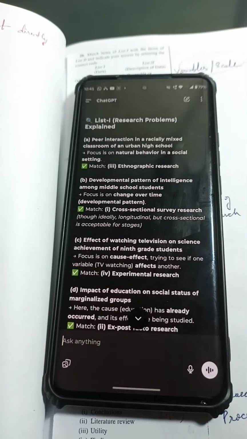Next goes developmental pattern of intelligence among middle school students. It's the focus on change over time. So as far as developmental pattern, it's the change over time, and we know that cross sectional survey research, ideally longitudinal but cross sectional. So we have discussed it earlier.